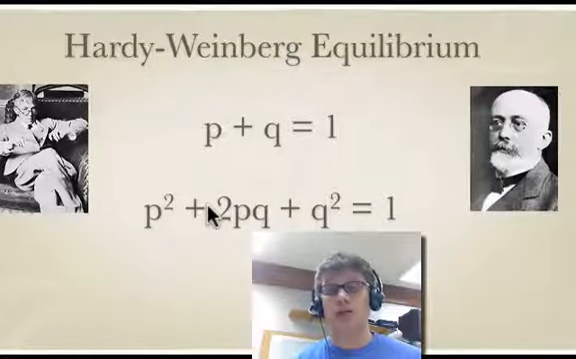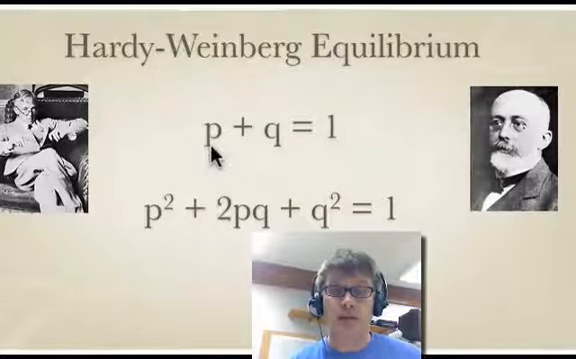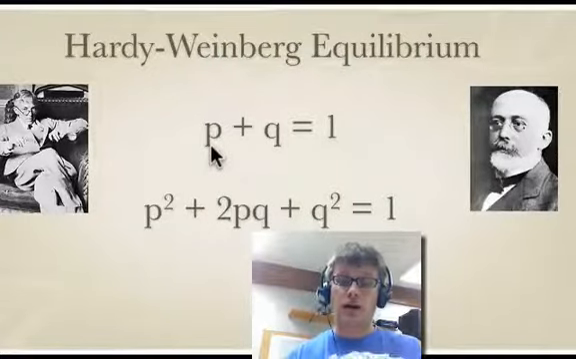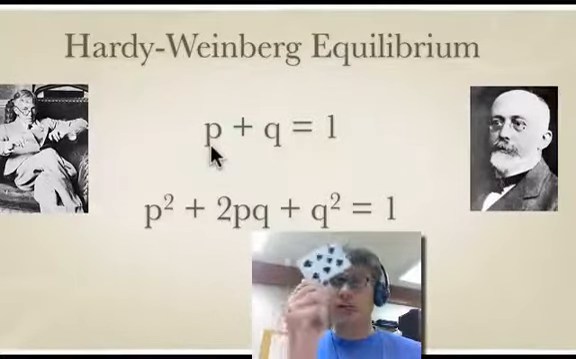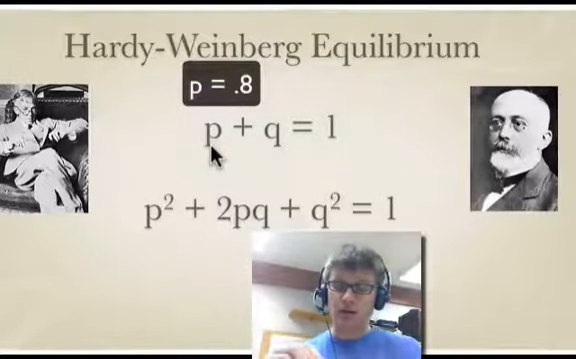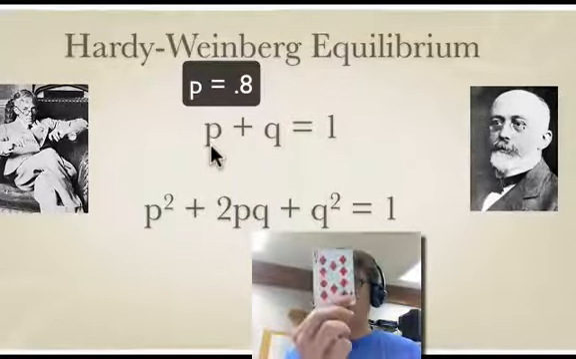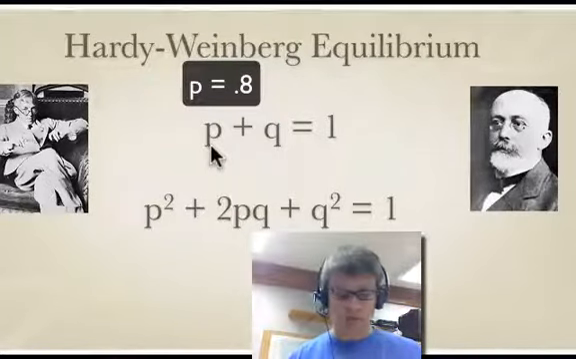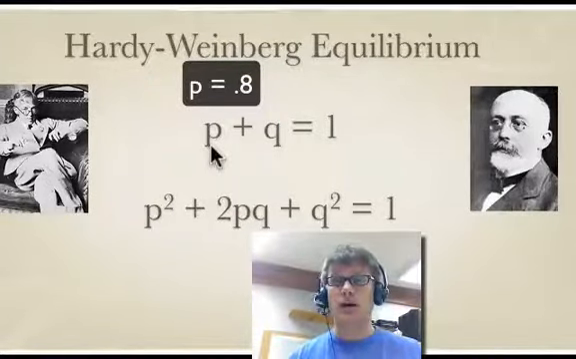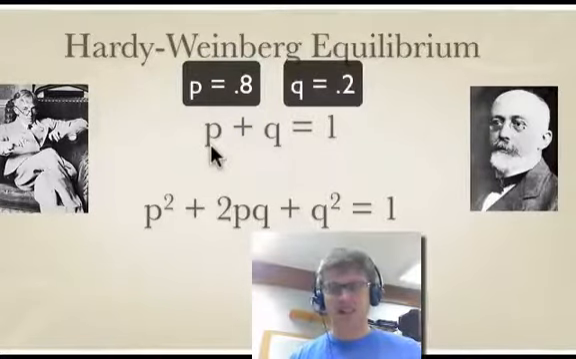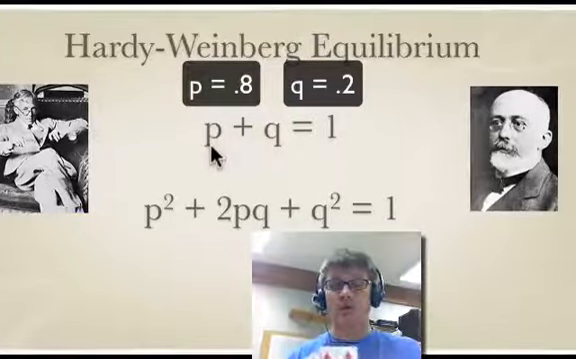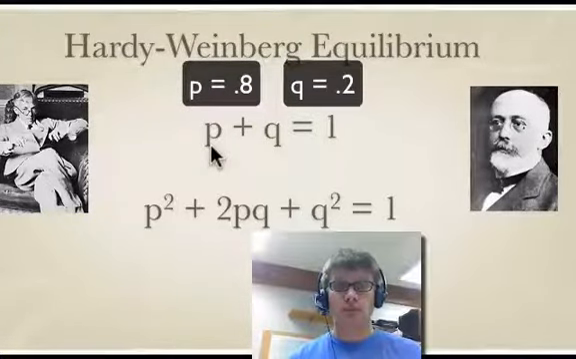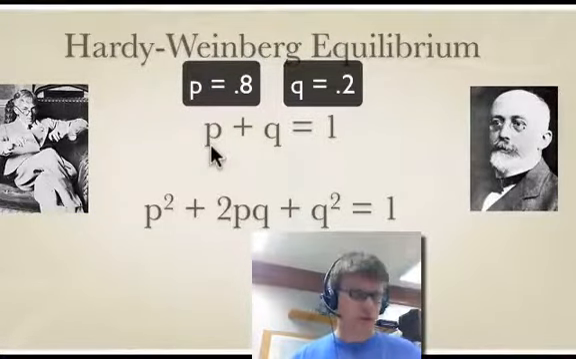But what they discovered is that p is going to be equal to the dominant allele frequency. And so remember, 16 divided by 20 is 0.8. And then to get the allele frequency of the recessive, 4 divided by 20 is going to be 0.2. And so our dominant allele, P, is going to be 0.8. Our recessive allele, Q, is going to equal 0.2.